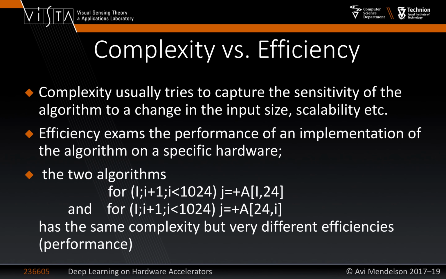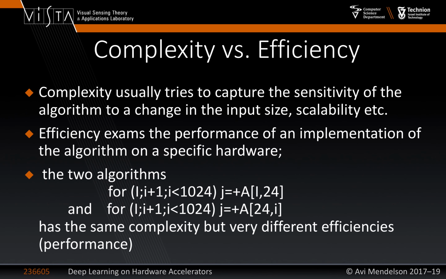One goes, I go from 0 to 1k, and for each I, one algorithm will do some summation over a column, the other will do the summation over the rows. The performance of these two lines is dramatically different. Not just a small factor, it can be something like 10 times or maybe even 15 times slower.